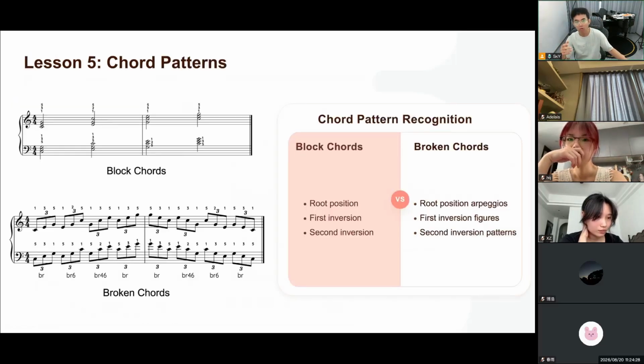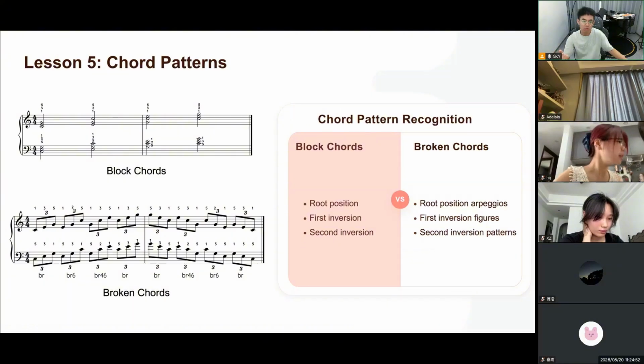Lesson 5, chord patterns. An interval is the relationship between 2 notes. When 3 notes are stacked in thirds, they form a chord. Here we discuss triads. A triad has 3 forms: root position, first inversion, second inversion. The fingering is also fixed.